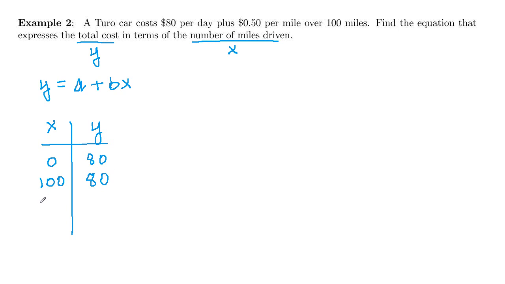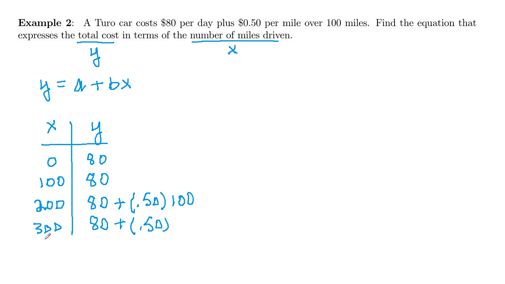So if you drive over 100 miles, say you do 200 miles, then you're going to get that $80 charge plus 50 cents a mile. So it'll be 50 cents per mile times the number of miles over 100, which would be 100 miles. If you drove 300 miles, you'd have the $80 here, plus 50 cents a mile, and then number of miles over 100, well, 300 minus 100 is 200.